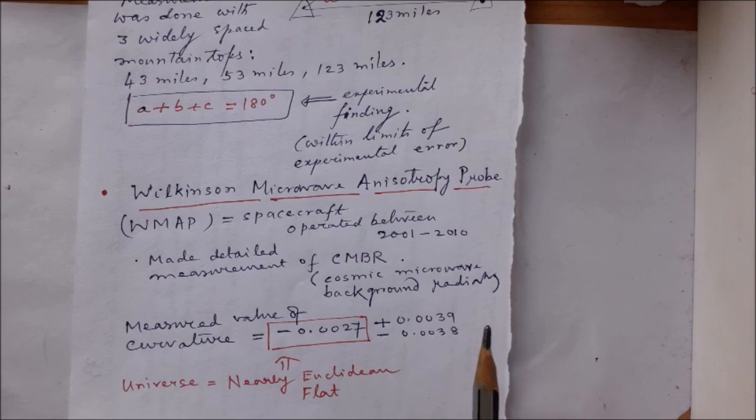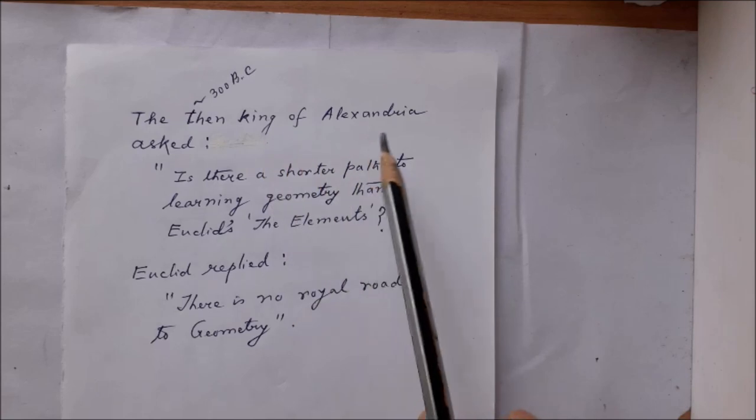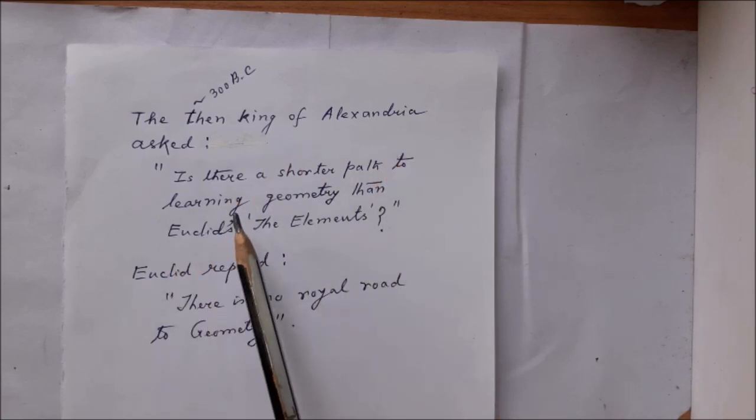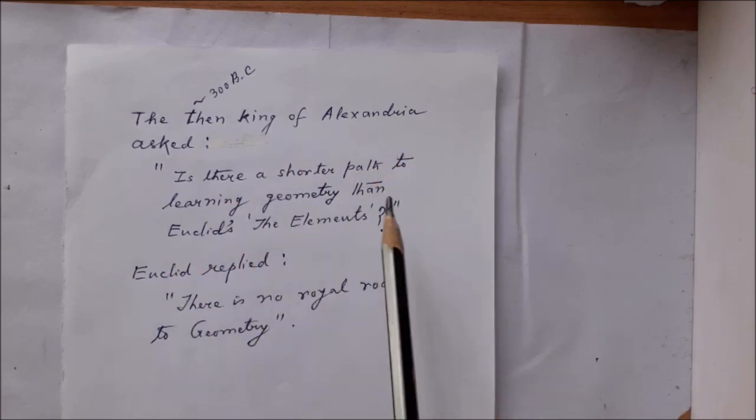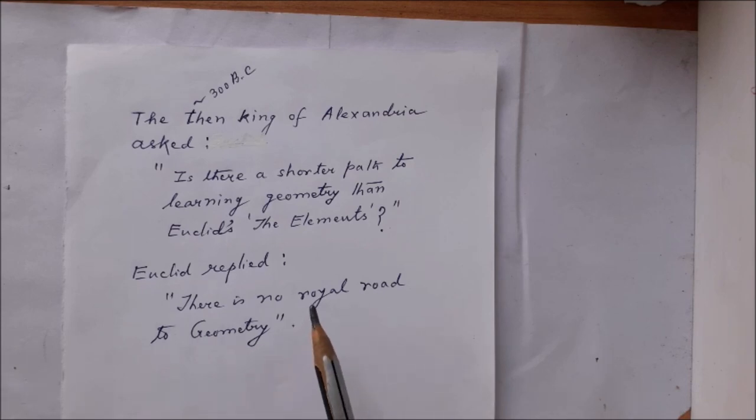Let me end with a reference to Euclid's The Elements. The then king of Alexandria asked, "Is there a shorter path to learning geometry than Euclid's The Elements?" Euclid replied, "There is no royal road to geometry." Learning physics needs sincerity and devotion, and of course a certain amount of sharpness, but does not depend on whether you are rich or poor, whether you have a royal descent or an ignoble or humble origin.